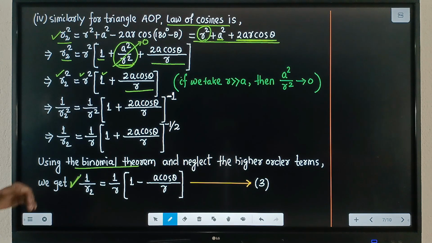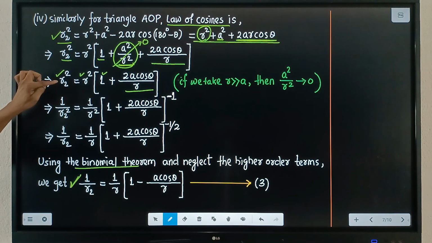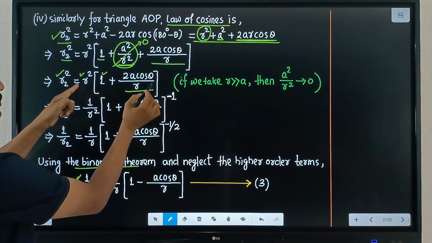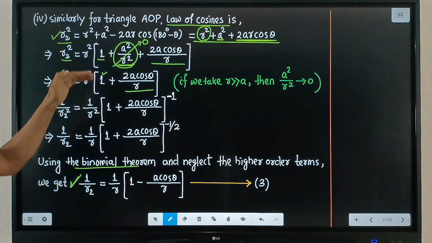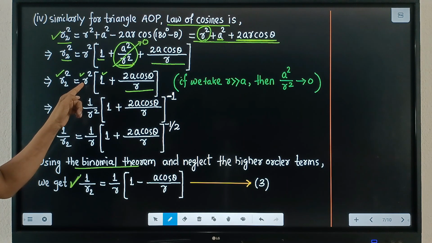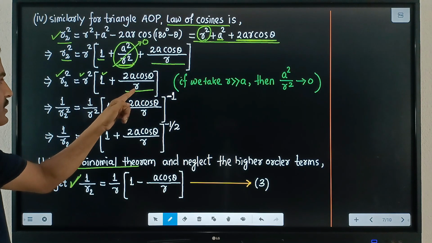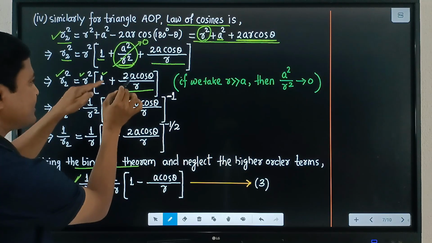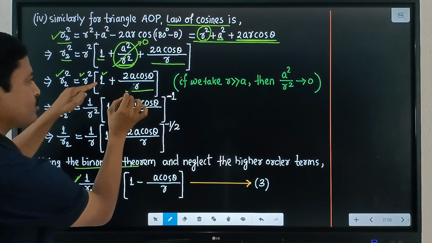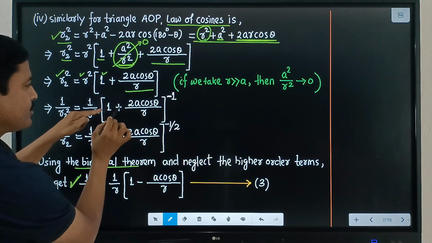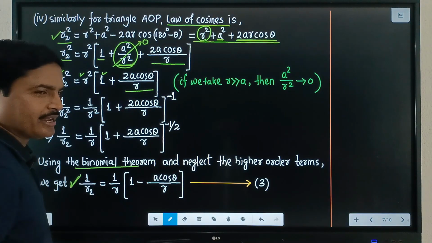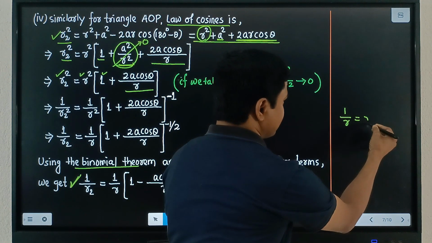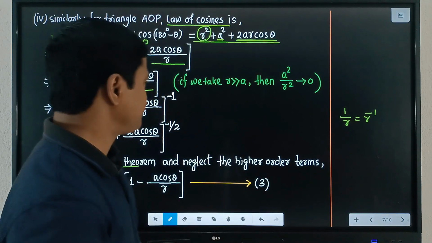Then we divide. In place of R2 square, we write 1 by R2 square, and in place of this one, we write 1 divided by R1 square multiplied by 1 plus twice A cos theta divided by R. This is 1 by R square, and in place of 1 divided by 1 plus 2A cos theta by R, we write 1 plus 2A cos theta by R to the power minus half. Suppose 1 by R, we write R to the power minus 1, clear?